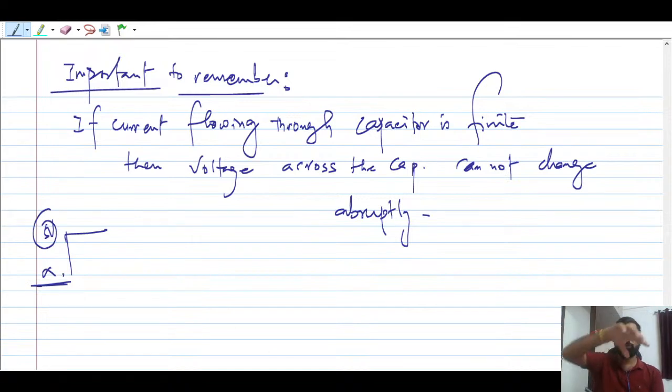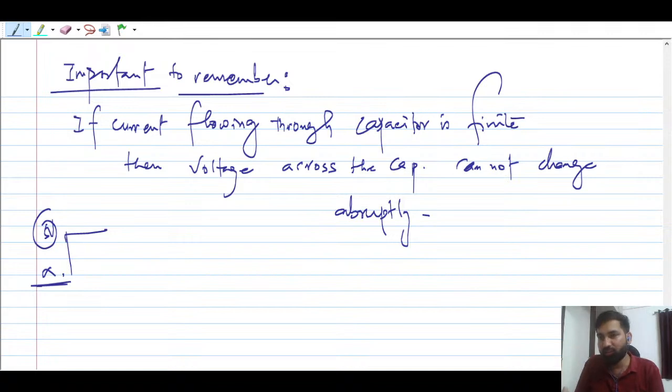If the current flowing through the capacitor is suppose 5 ampere, okay, what you can say is that voltage across that capacitor is not going to change suddenly, right? ऐसा नहीं है। अगर मान लो infinite current is flowing, infinite current कब flow होगा, जब मान लो current is in the form of impulse, you can say, right?